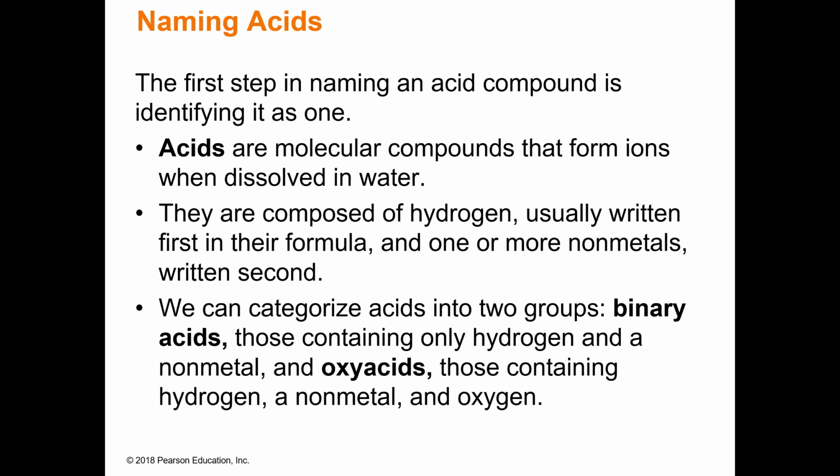Next up, acids. These are molecular compounds that produce H+ ions in water. Their formulas start with hydrogen, and we categorize them into 2 types. Binary acids: hydrogen with a single nonmetal. Oxyacids: hydrogen plus a polyatomic ion that contains oxygen. Each group has its own naming rules.